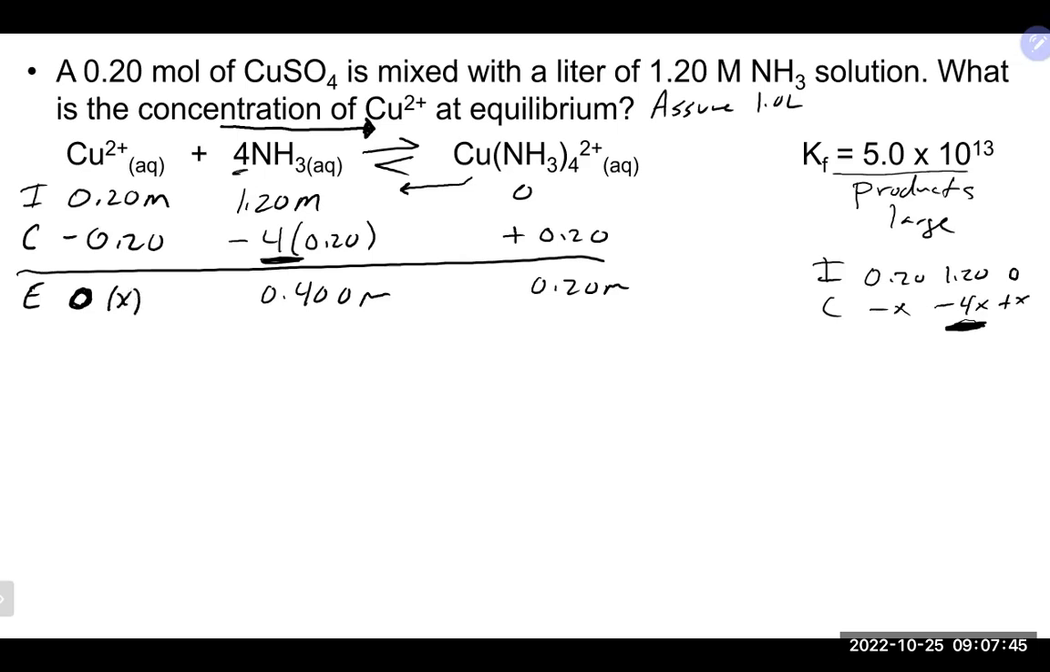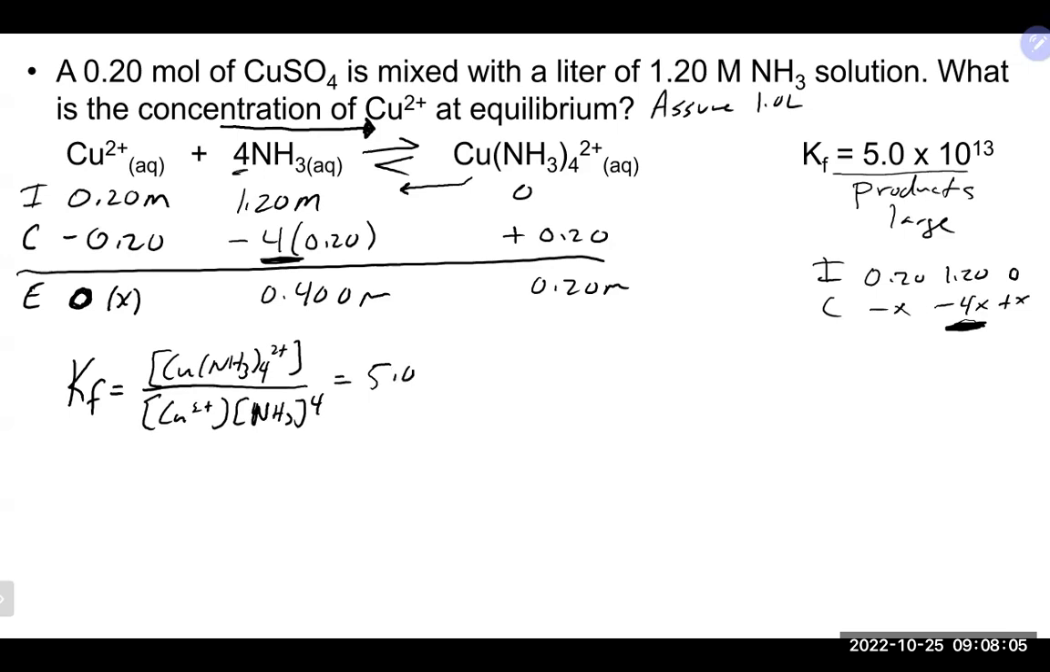That means what we're going to do now is call this X, and we're going to come back and solve for it. So we're going to use our Kf expression, which in this case would be our products over our reactants, and that would equal our 5 times 10 to the 13. Putting in our values there, we end up with 0.2 up on top, X, which is our concentration of copper, and 0.4, which we still need to cube in this case.